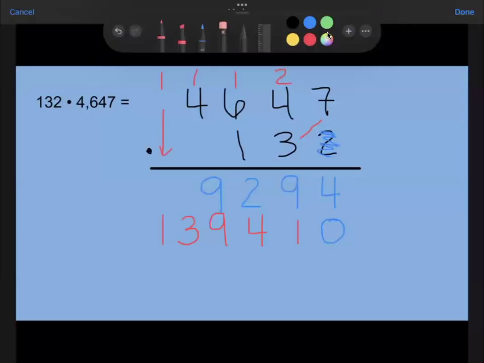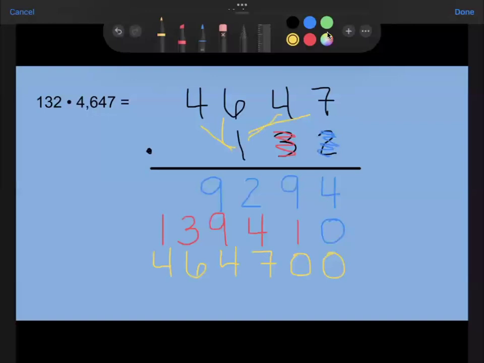Okay, so I'm going to go ahead and erase all these little numbers up here and this one. And I'm going to cross out the 3. And then this time I have to add 2 zeros to show that this time I'm multiplying by a number in the hundreds place. And that 1 in 132, that is left to multiply by, is in the hundreds place. So now I'm going to have to multiply everything by the 1. So 7 times 1 is 7. 4 times 1 is 4. 6 times 1 is 6. And 4 times 1 is 4.